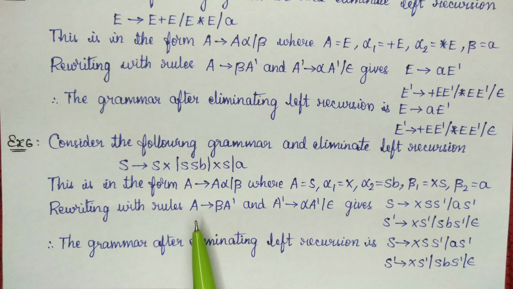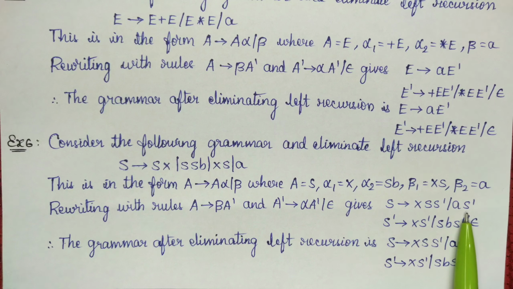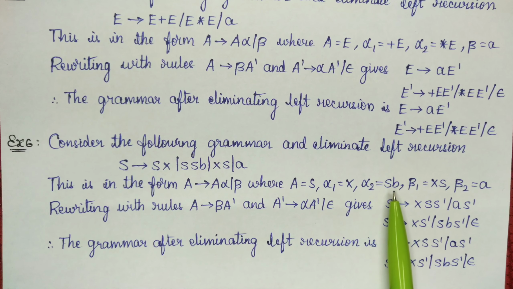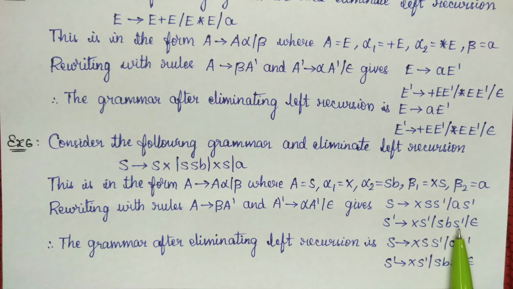So rewriting it with our grammar rules, A produces beta A dash and A dash produces alpha A dash or epsilon. First, A means S, beta means we have XS and A dash means S dash, or beta 2 means A and A dash means S dash. Next, A dash means S dash produces alpha A dash. Alpha 1 means X and A dash means S dash, or alpha 2 means SB and A dash means S dash, or epsilon.